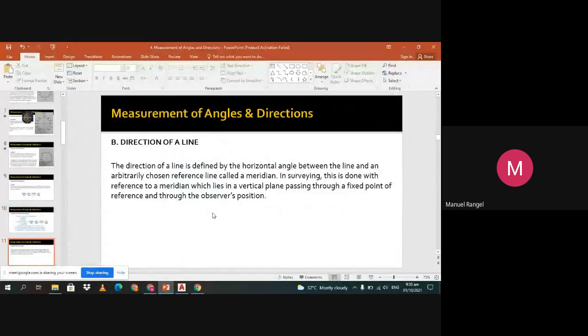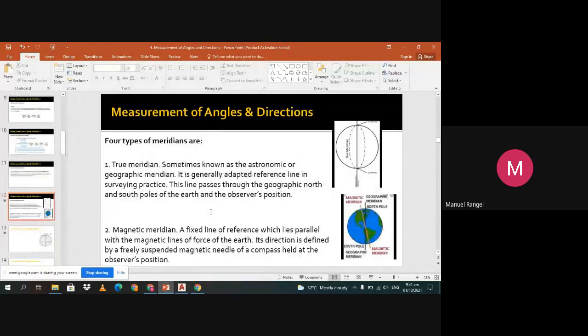So the direction of a line is defined by the horizontal angle between the line and an arbitrarily chosen reference line called a meridian. In surveying, this is done with reference to a meridian which lies in a vertical plane, passing through a fixed point of reference and through the observer's position. So there are 4 types of meridians.